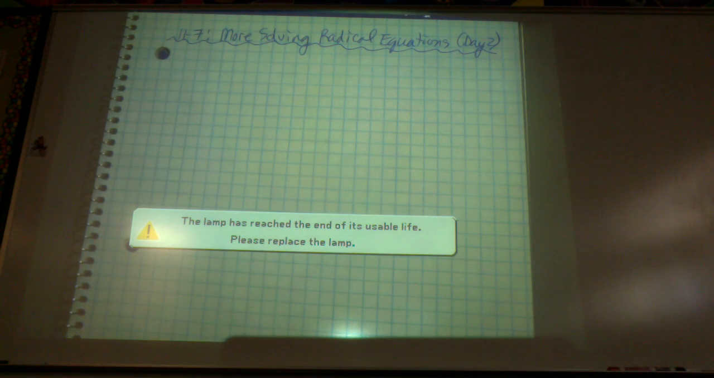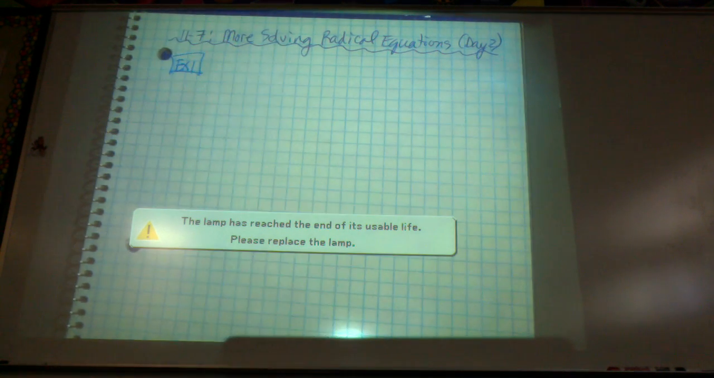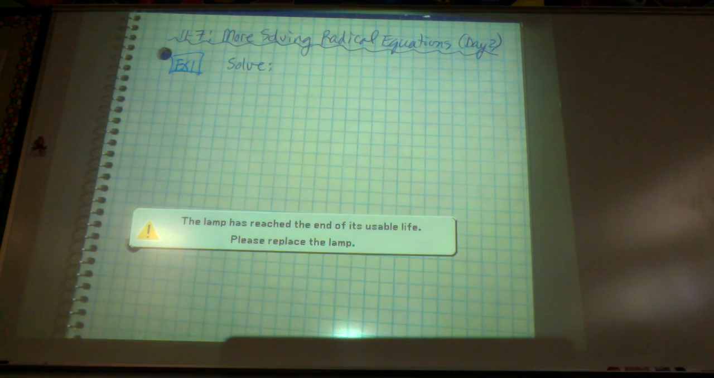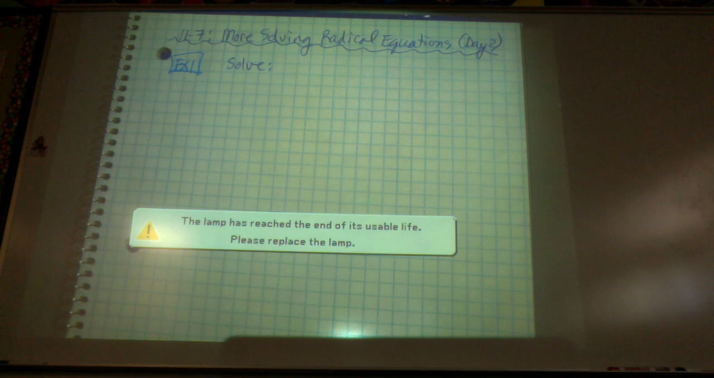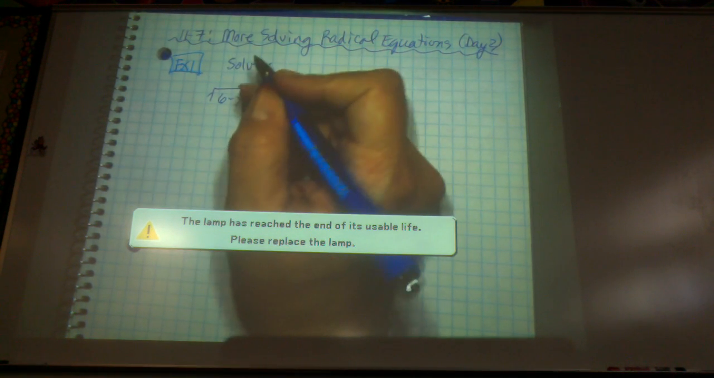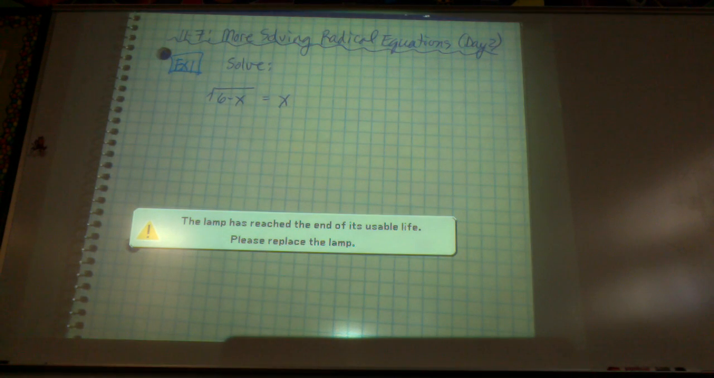So example 1, solve. Bearing in mind that you could still have no solution, so we still have to check our answer because our questions are going to have a radical in the equation. So I've got the square root of 6 minus x equals, and now we have an x. You're going to find that factoring is going to start to come into play. We're going to have to use factoring to solve some of these equations.